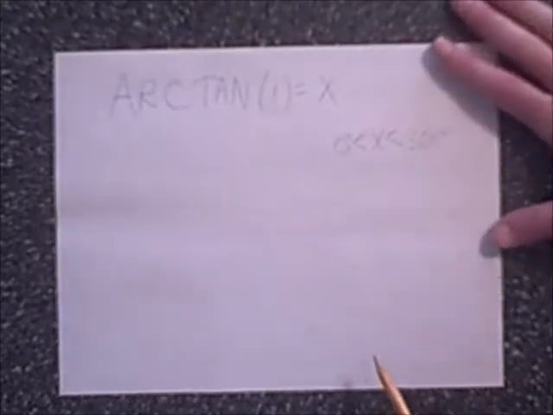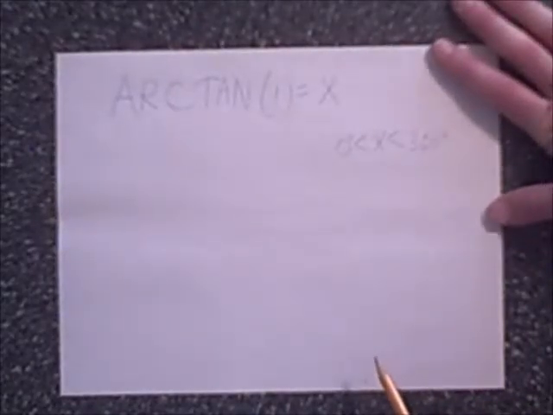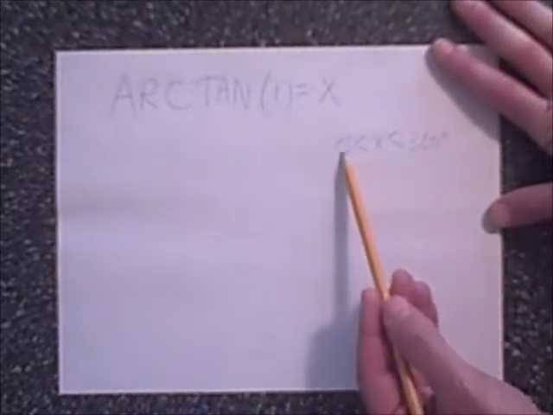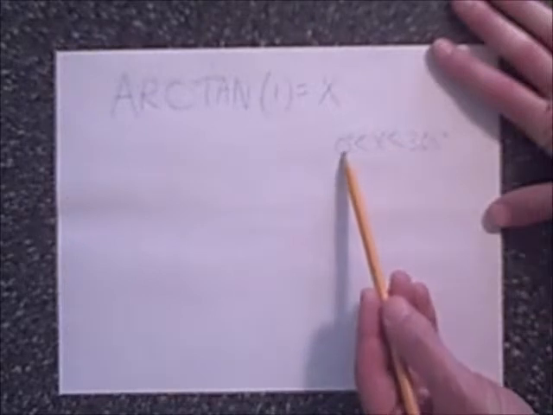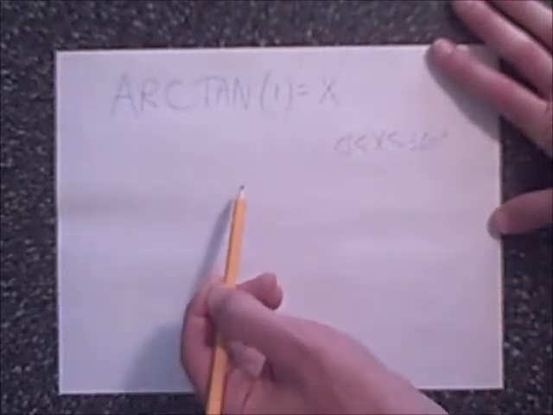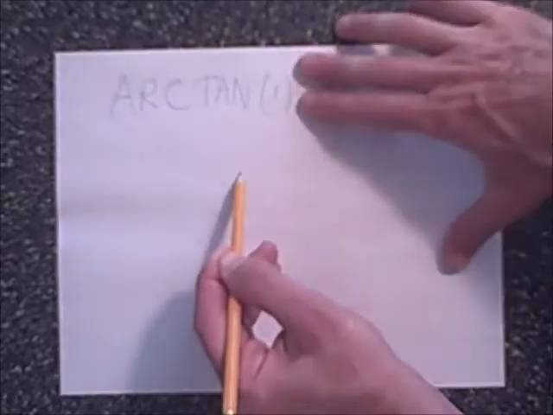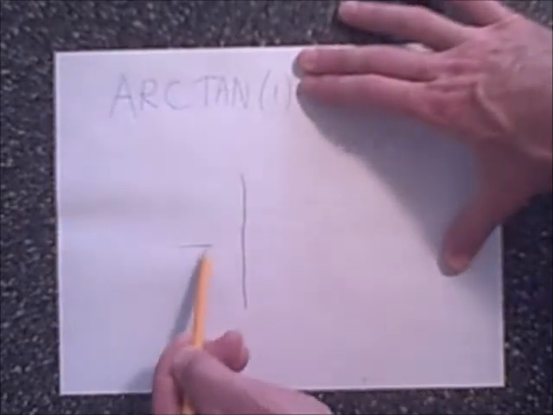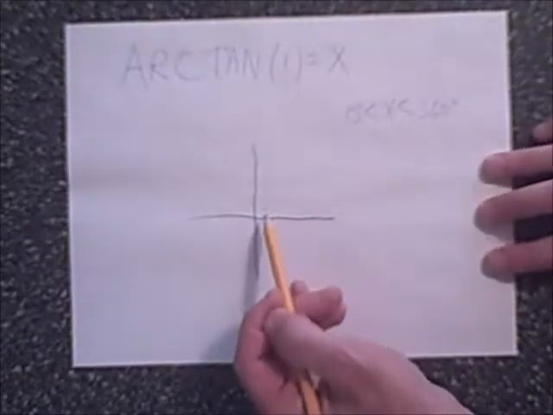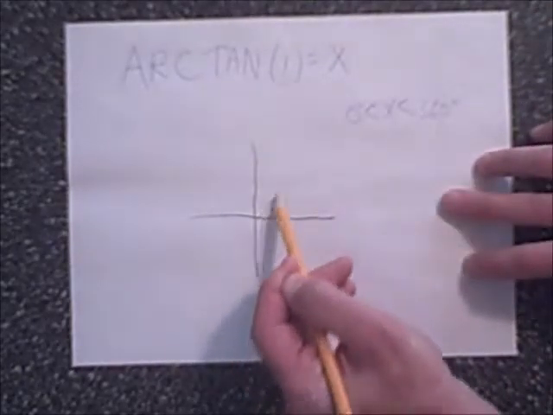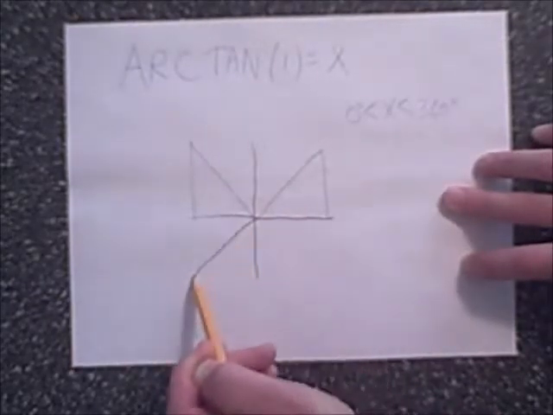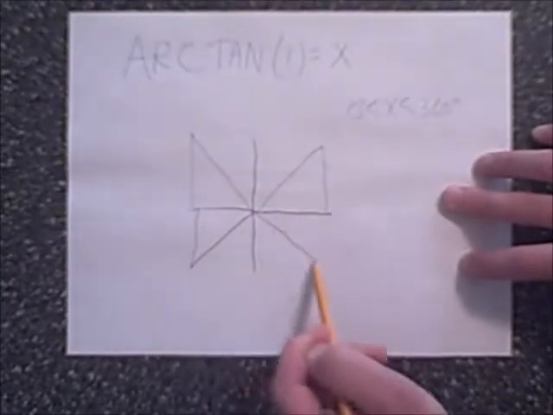And our second example is the arctangent of 1 is equal to x. And of course, this time I left the range of values that x could be of 0 to 360 degrees. That way we won't have any coterminal angles. Okay? Again, what I do is I draw the coordinate plane. Okay? I draw the 4 triangles. 1, 2, 3, and 4.